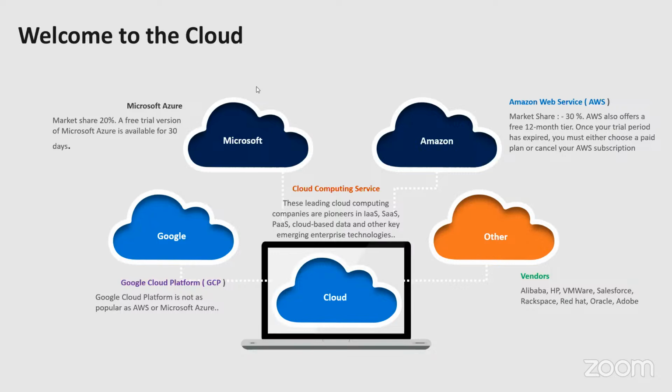Now, it's not that only Microsoft, Google or Amazon are available. We have a lot of other vendors who can provide the solution, like Alibaba, HP, VMware, Salesforce, Rackspace, Red Hat, or Oracle. There are many players available. All these vendors are normally known as CSPs. In a project or technical context, you may hear the term CSP. Any vendor capable of providing the cloud solution is called a CSP. Is this point clear to everyone now? Yes, sir. Great. Any questions?